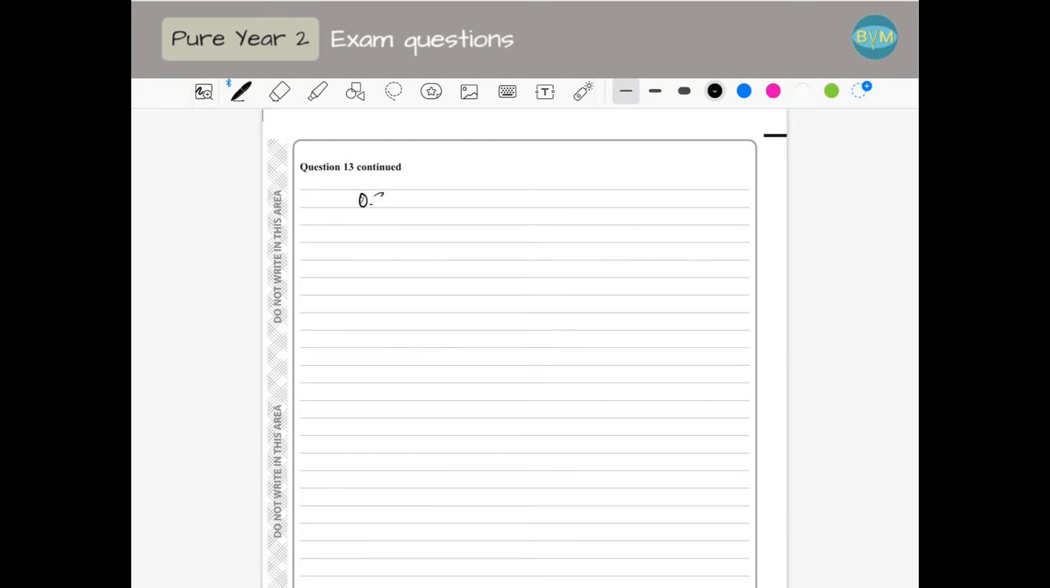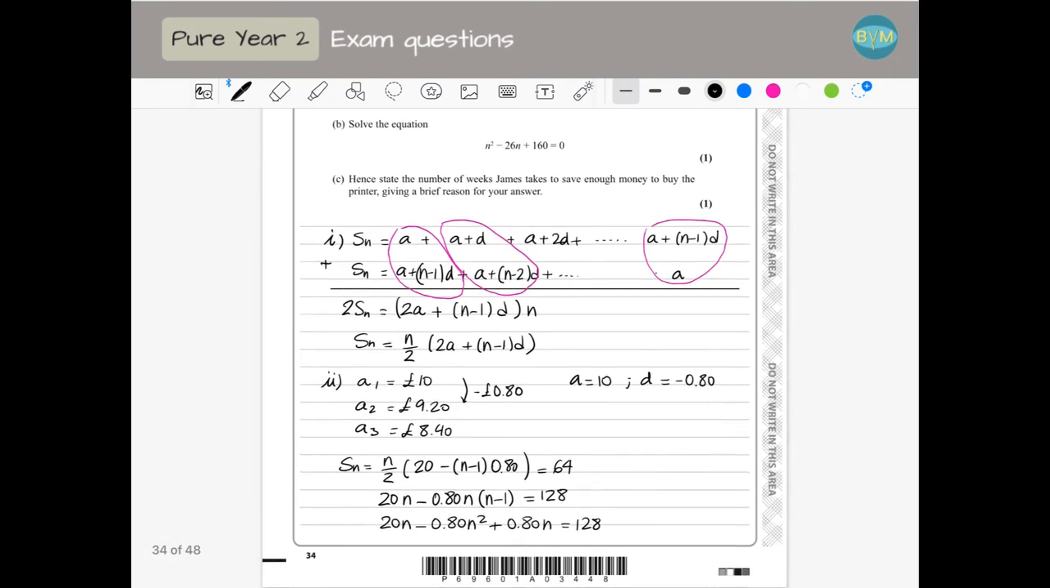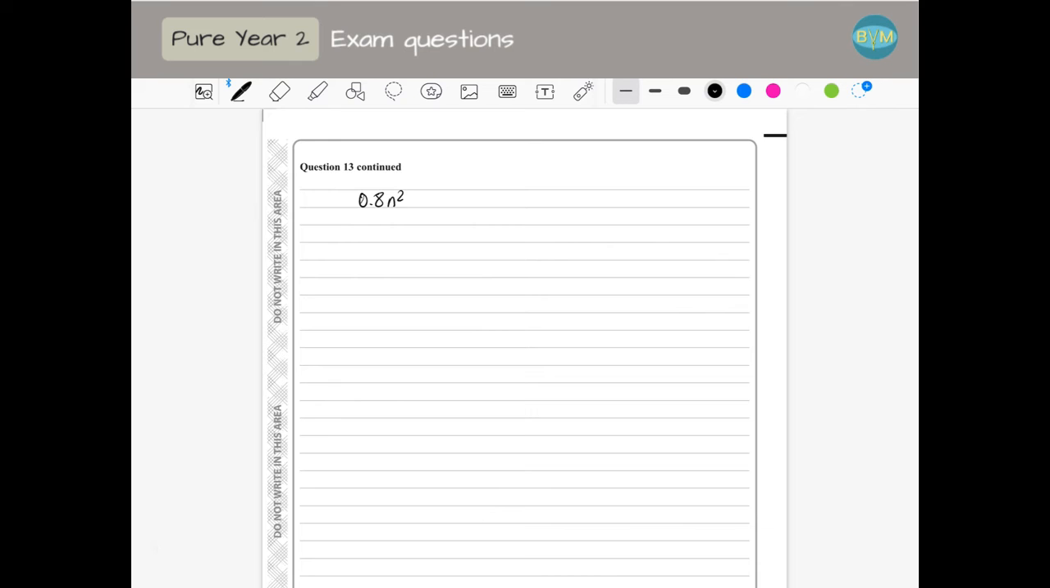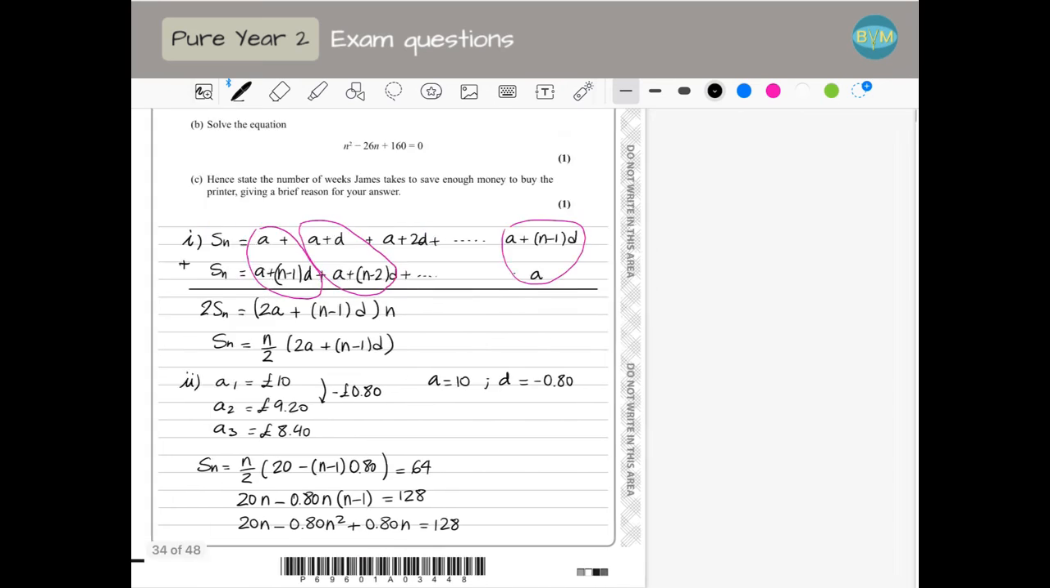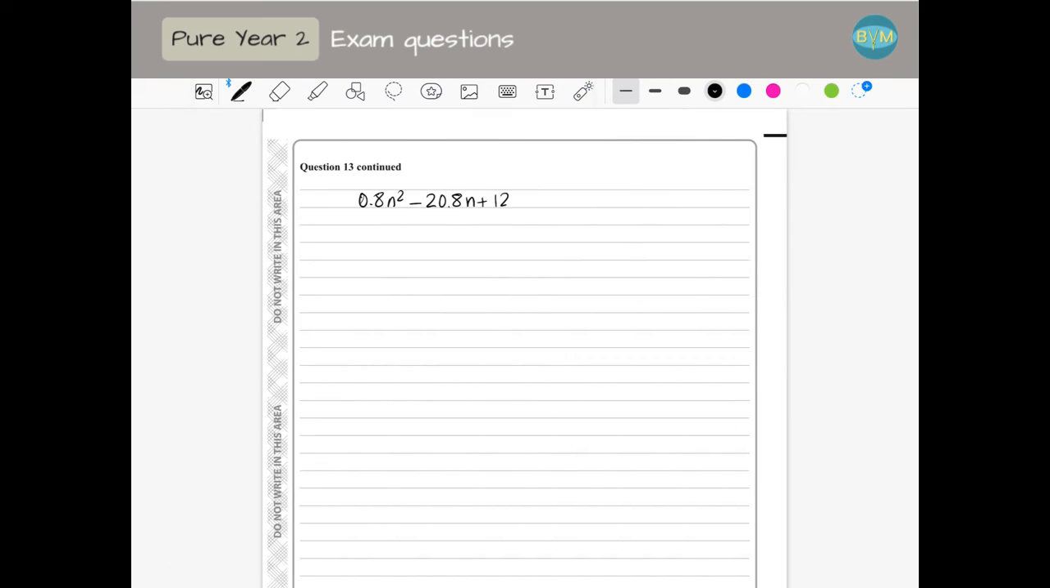If I reorganize and change the sign, so I have the positive sign here, I have 0.8n squared, and then I have 0.8 plus 20n, so minus 20.8n, and then plus 128. Then I just have to solve this quadratic equation. You can divide by 0.8 so it looks better, and then you have very nice numbers, plus 160. You factorize, and then you get (n minus 16)(n minus 10) equals 0, which means n is 16 or n is 10.